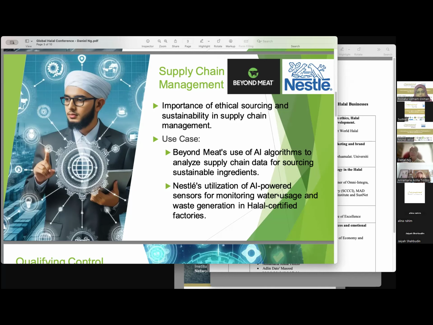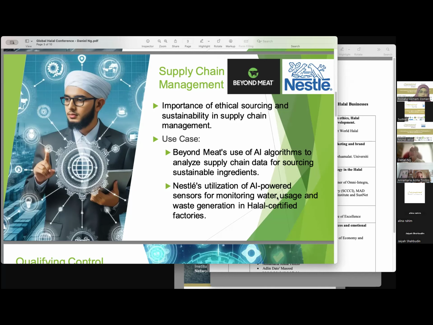Beyond Meat is a pioneer in plant-based halal products. It uses AI algorithms to analyze supply chain data and source sustainable ingredients for its products. So this is plant-based protein in that sense. So nothing to do with animals, right? So in the case of Beyond Meat, AI algorithms can analyze data on factors such as ingredient availability, pricing, transportation costs, and environmental impact to optimize ingredient sourcing.